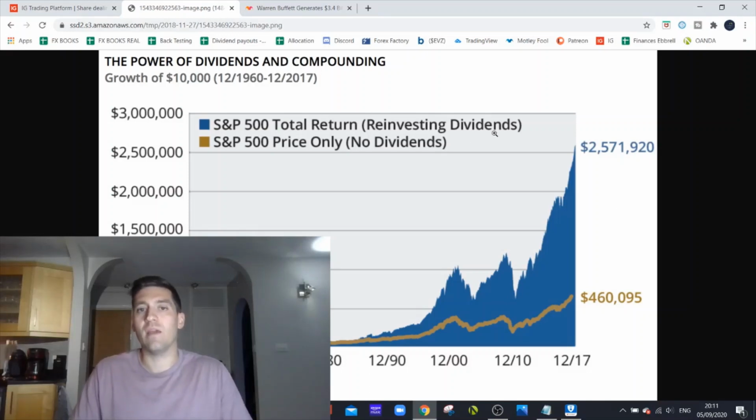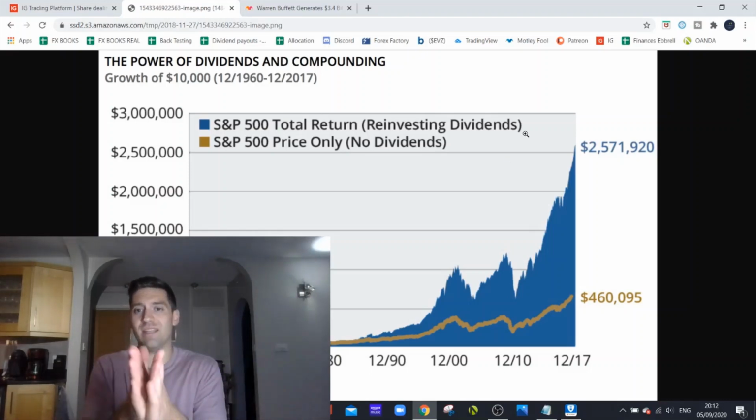But here, reinvesting your dividends back into the stock market over time, you've got the little dips where the market dipped in the tech bubble there, and the recession more recently, and then we've just gone up and up, just over $2.5 million. I mean, the difference is phenomenal. So that's the power of reinvesting dividends. That's the power of dividend investing.